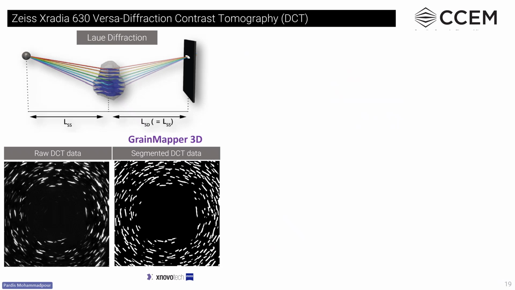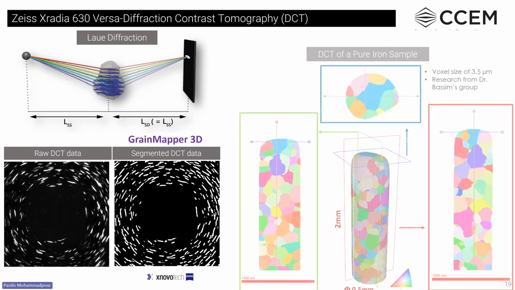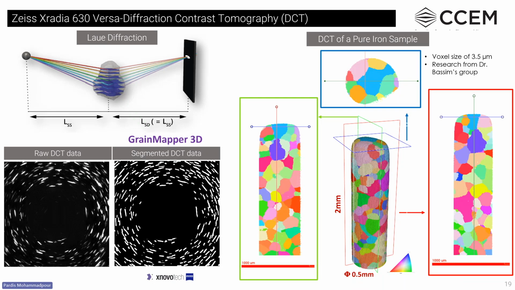This software is a 3D crystallographic grain reconstruction software developed by Xnovo Technology, the same company that made the whole DCT software. And here is an example of reconstructed DCT data on pure iron. As you can see, we have the 3D information on the crystallographic orientation.